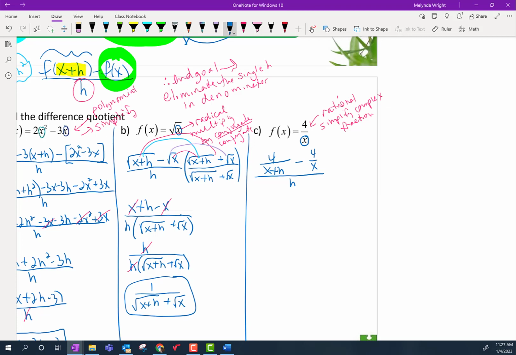So what do we need to do? We need to bring the two fractions in the numerator together. We need to combine them and then do our keep, change, flip business. So we need a common denominator. All right, we got this. That means the 4 over x plus h, we're going to need to multiply by x over x. And then the 4 over x, we're going to need to multiply by x plus h over x plus h.